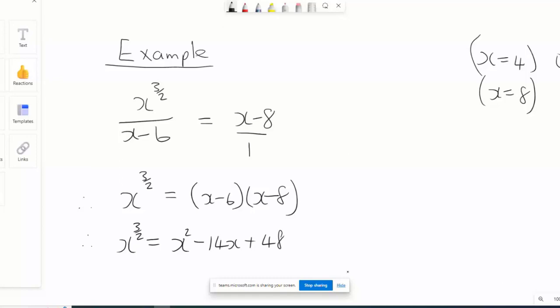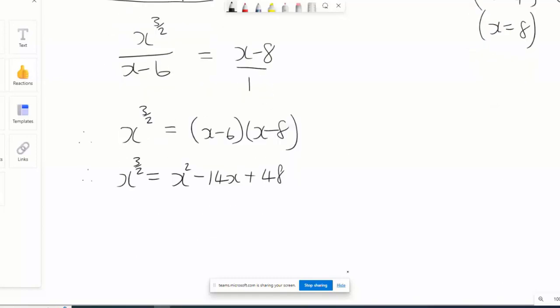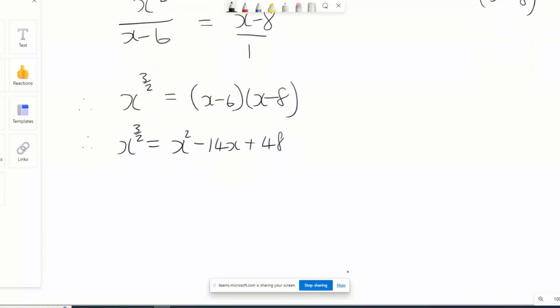Is that correct? Yes. You should be happy with that. Yes. Okay, and then what would you propose next? And then you're gonna move everything to the left-hand side and equate it to 0.